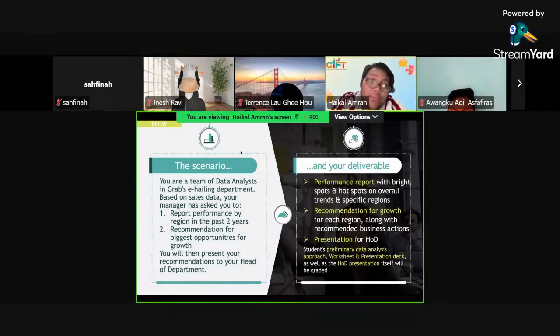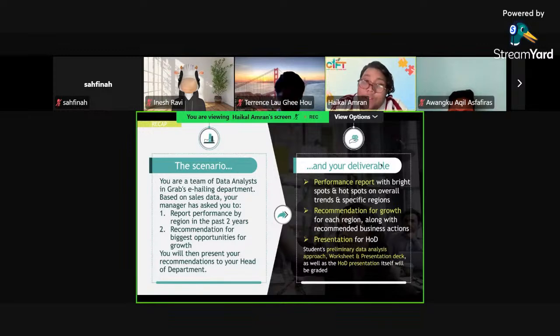And then remember as well from the task here that you are asked two things. First, the report performance. Second, recommendation. So that will be included in your preliminary data analysis approach as well. And I will show you guys later what I meant by that.